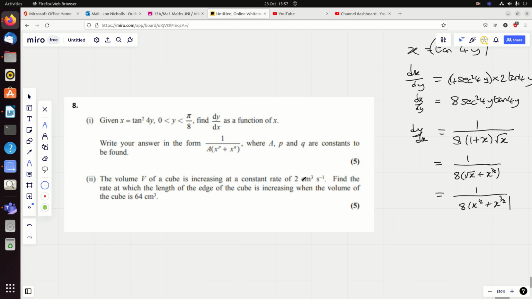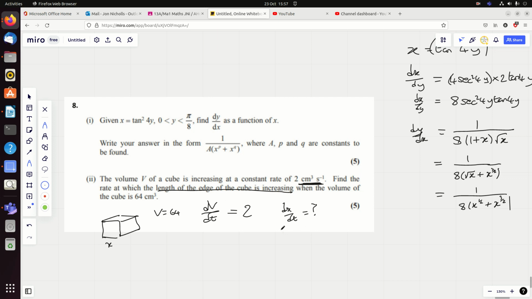The volume V of a cube is increasing at a rate of 2 centimeters cubed per second. Those units tell me that must be dV by dt, because it's volume divided by time. So dV by dt equals 2. Find the rate at which the length of the edge of the cube is increasing. If we call our cube side length x, we're looking for dx by dt. And the volume of the cube is 64, so we know V is 64.